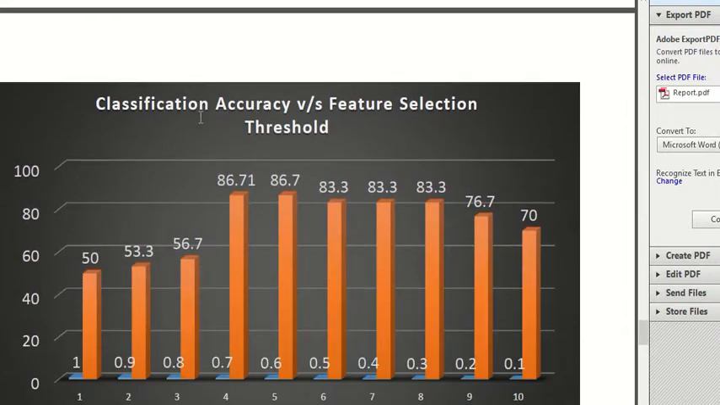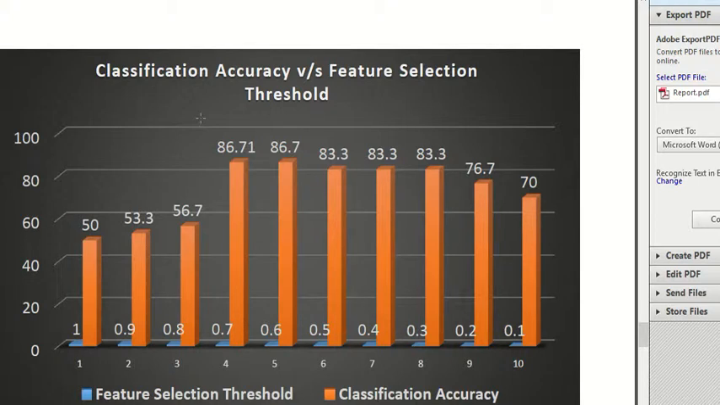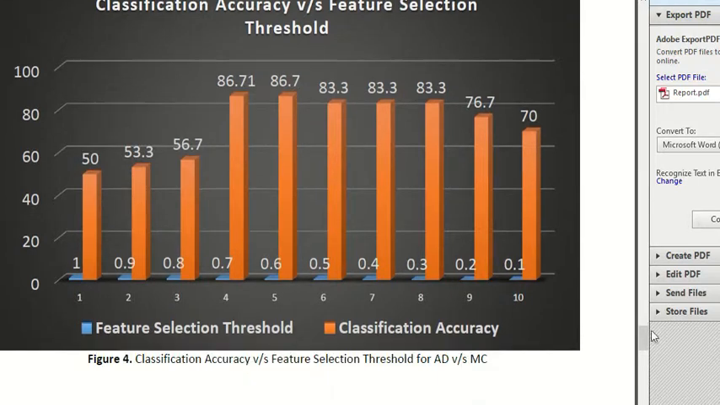This is a graph which represents the classification accuracy versus the feature selection threshold for AD versus MC. It is the same as the previous one, with the same x-axis and y-axis. I achieved a maximum classification accuracy of 86.71 with the feature selection threshold of 0.7.